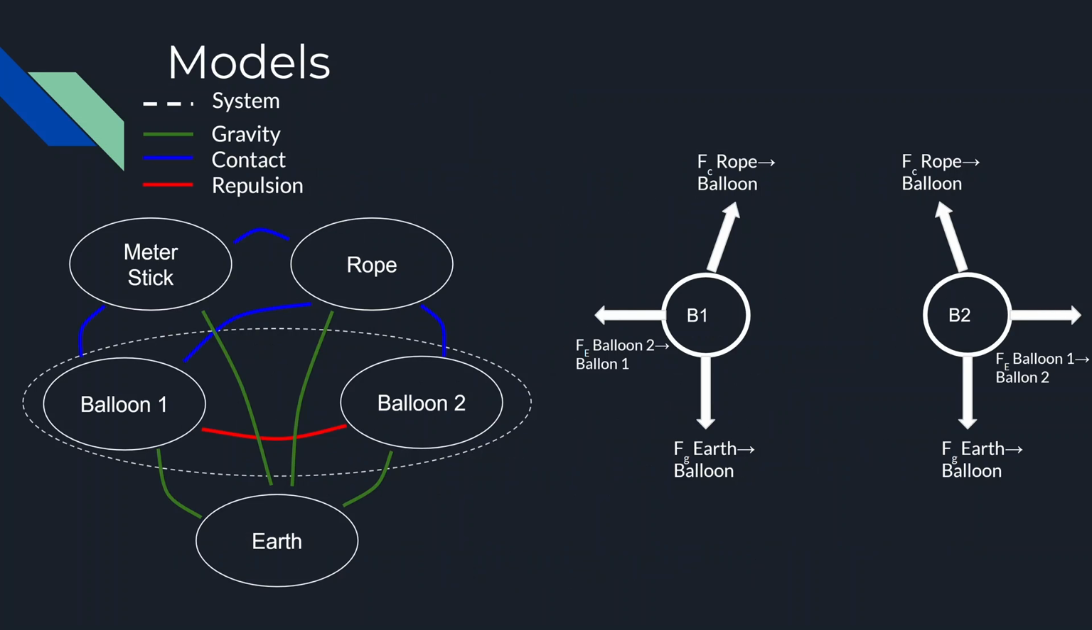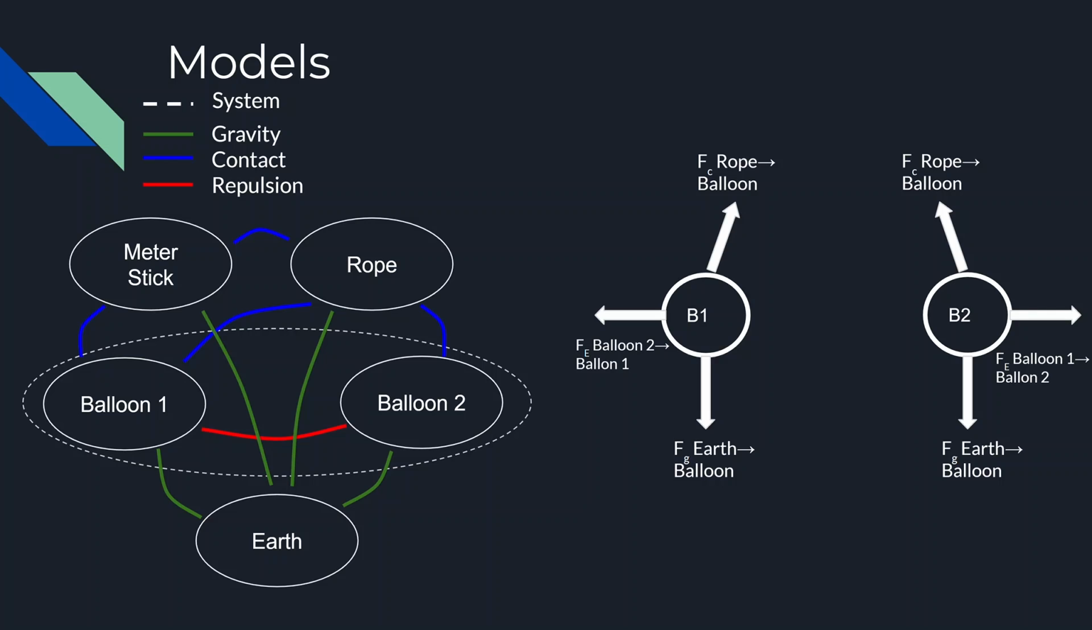The models for this experiment include a system schema and force diagrams. The system schema is made up of the balloons, a rope, a meter stick, and the earth. The force of gravity acts on everything in the model, shown by the green lines. The contact force of the rope on the balloons and meter stick is shown by the blue lines, and the repulsive force experienced by the balloons is shown in red. The only things being measured in our experiment have to do with the balloons. Because of this, they are the only things in the system.